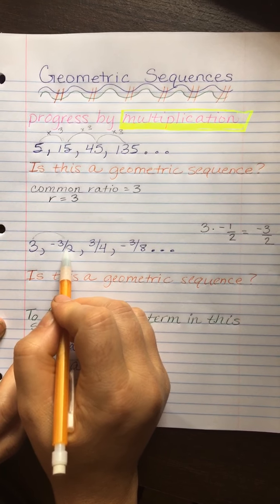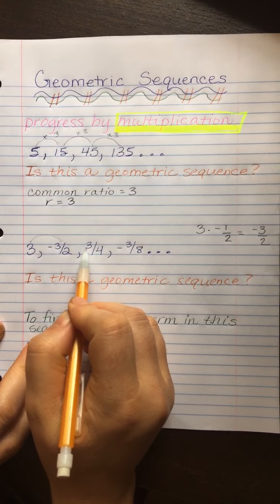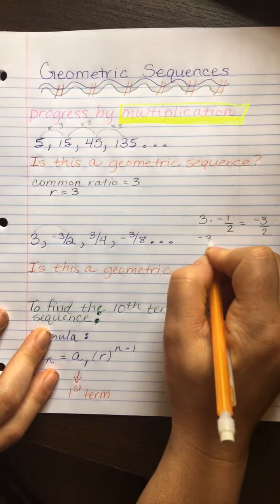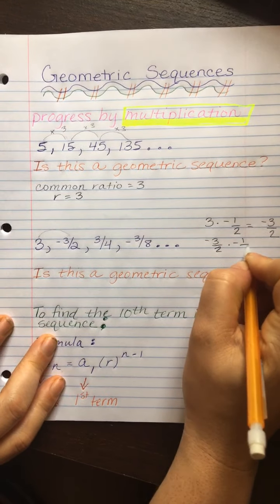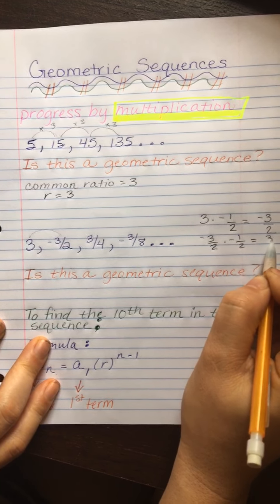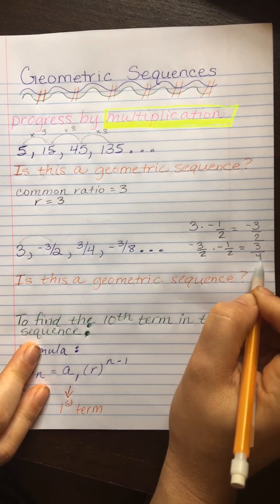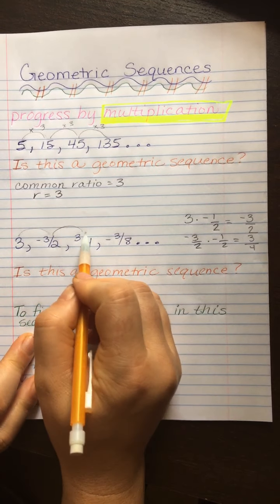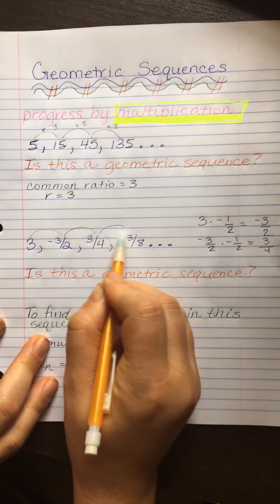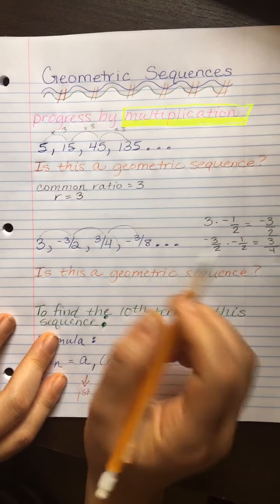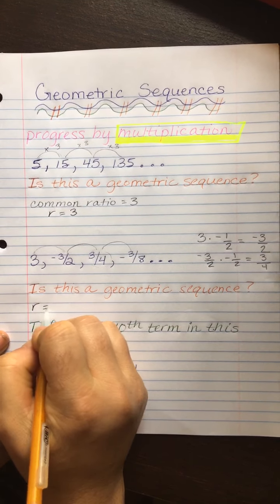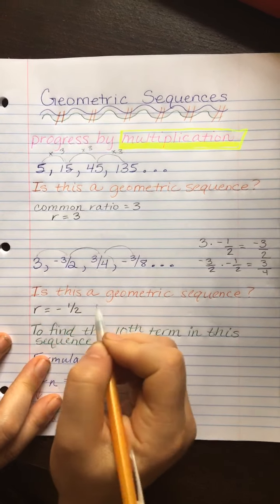And if you went from -3/2 and you multiplied that by -1/2, so -3/2 times -1/2, we multiply across, we get +3/4. And that's exactly what we're supposed to do here. And if we continue to multiply this by -1/2, we would get -3/8. So of course, yes, this is a geometric sequence and our common ratio is -1/2.